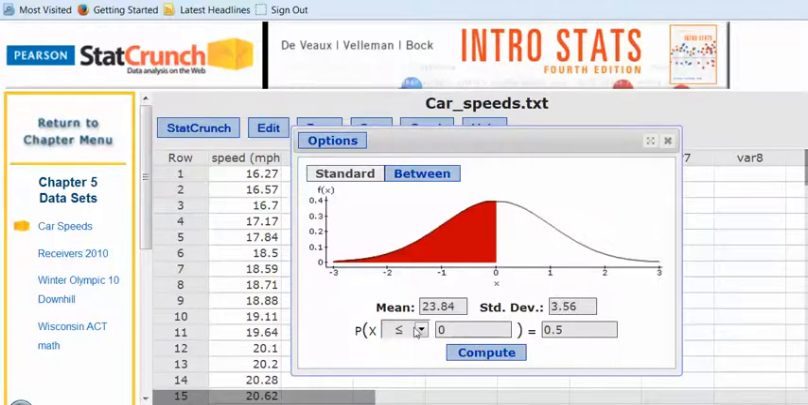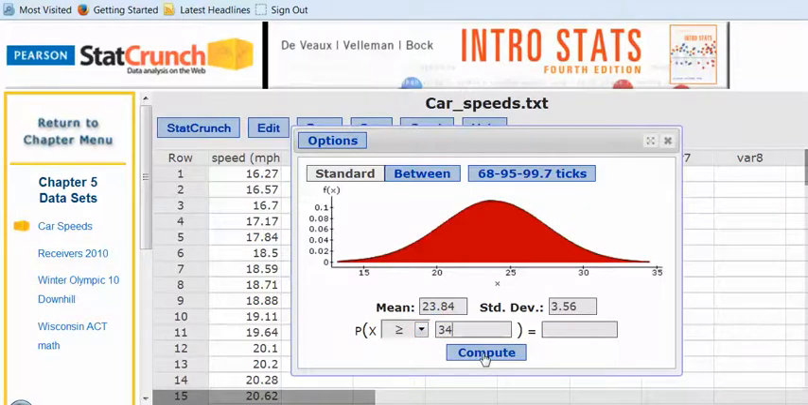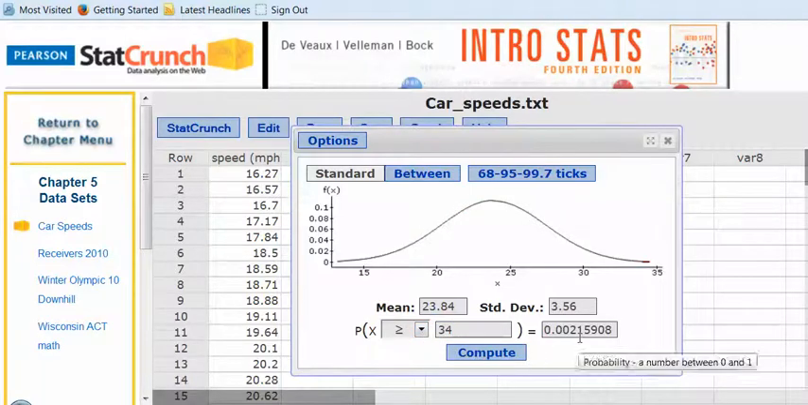We want to know what was more unusual, a car going less than 10 miles per hour. Let's compute that. The likelihood of that happening is really, really small: 0.000, 4 zeros and then a 5. And how about going greater than 34 miles per hour? This probability here is larger. So the more unusual one would be the car going 10 miles per hour.